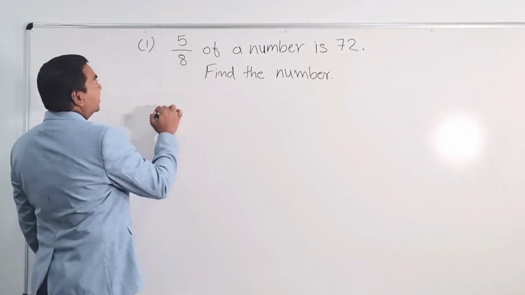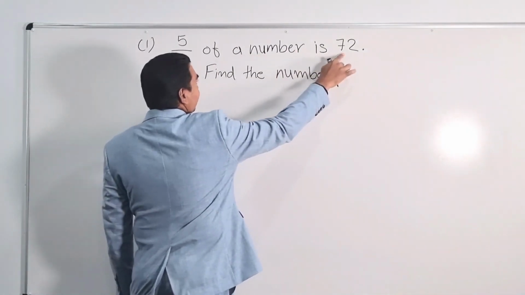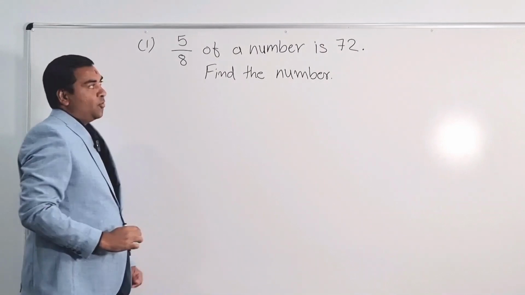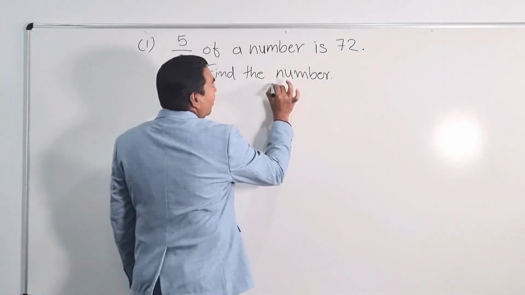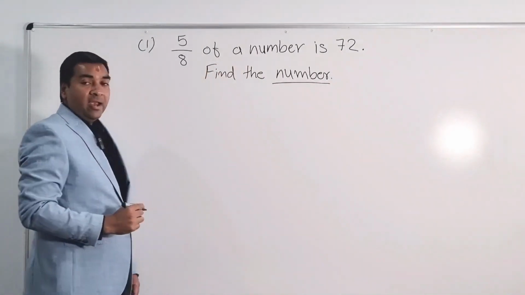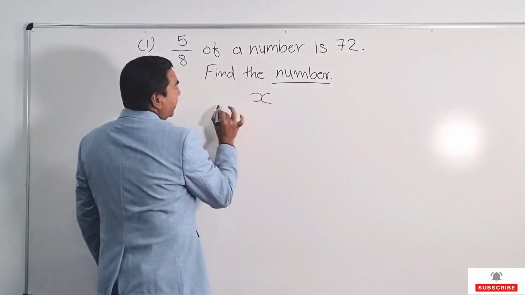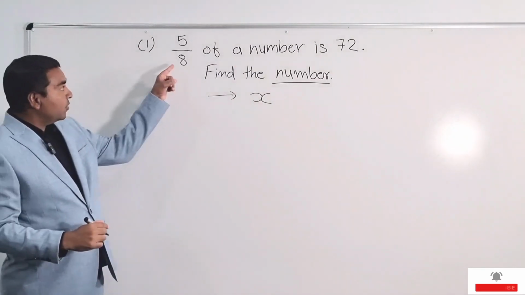My first question is 5/8 of a number is 72. Then find the number. So the very first thing we can understand is we need to find out the number. So let us say the number we want to find out is x. Now we will just follow the question.